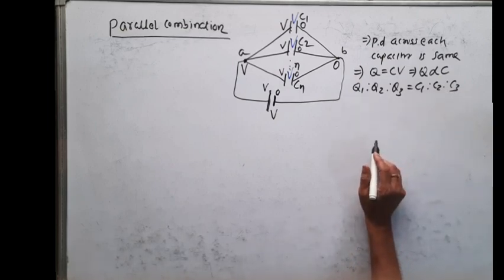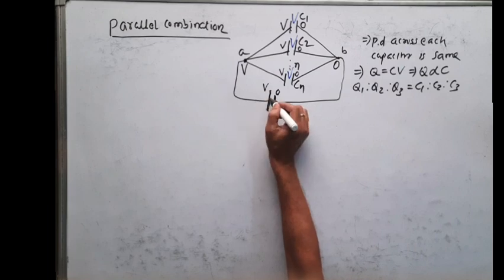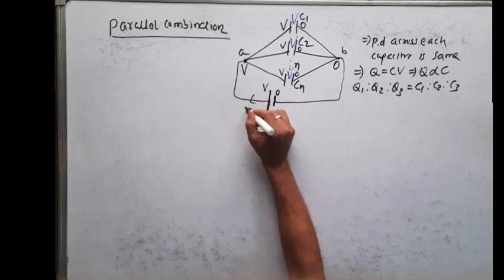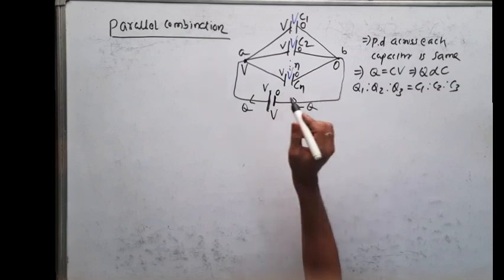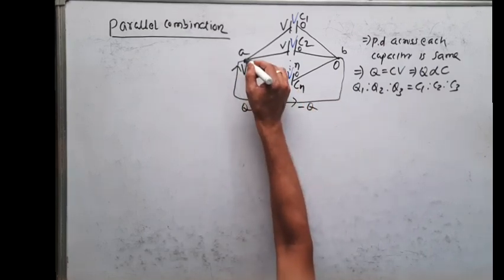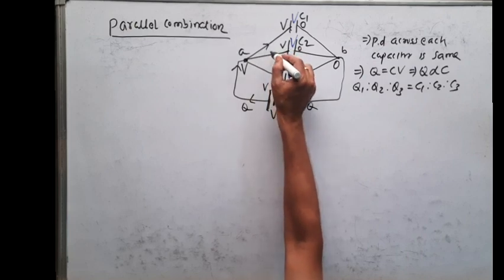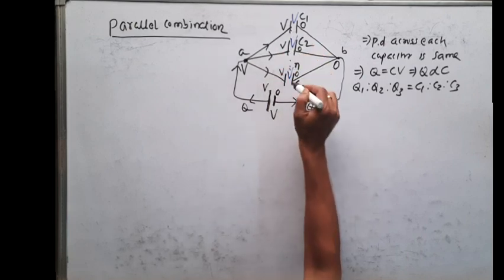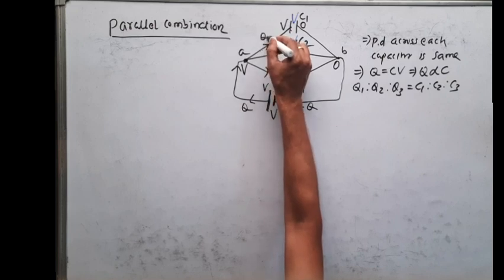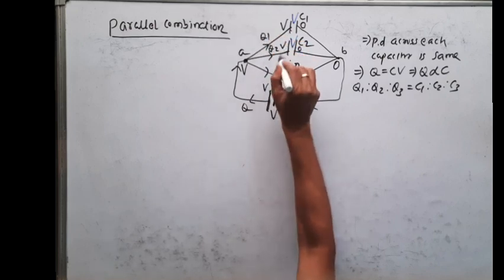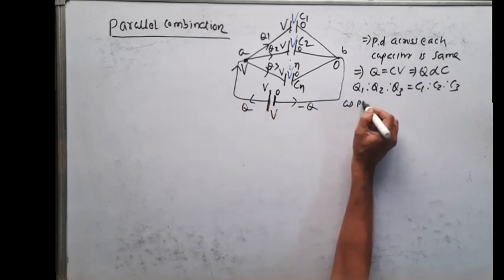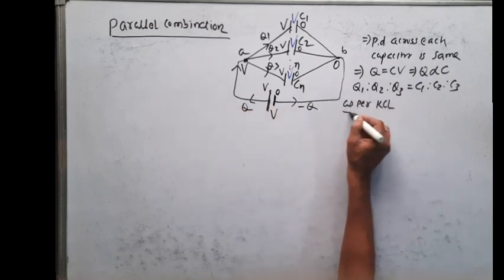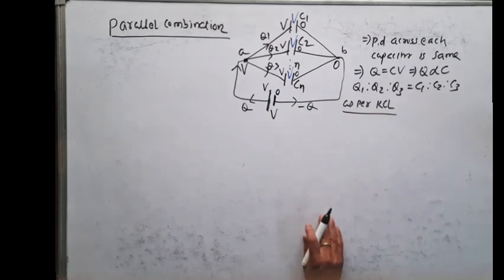Now we'll find the total charge given by the source. Let us say total charge is equal to Q. This side is Q and this negative side is sending minus Q charge. When this Q comes to a junction, it will be divided according to their capacitance value. Suppose the first capacitor stores charge Q1, second Q2, third Q3. Now we will apply KCL, Kirchhoff's current law. What is Kirchhoff's current law? Total incoming current is equal to total outgoing current.